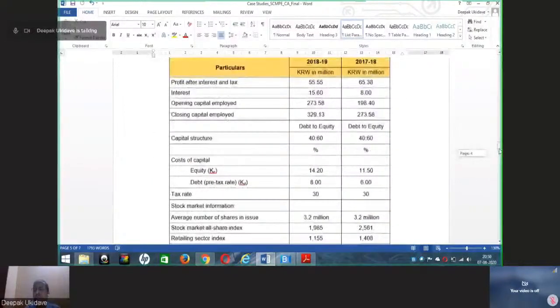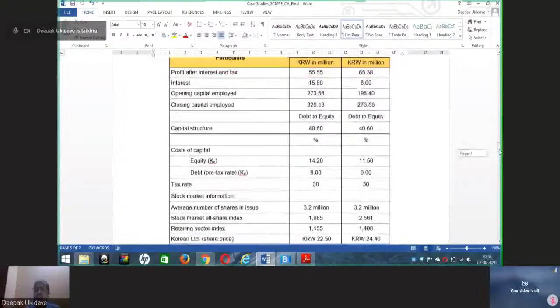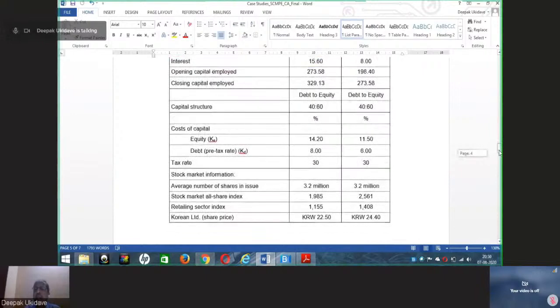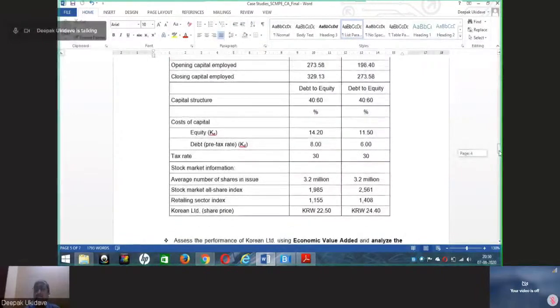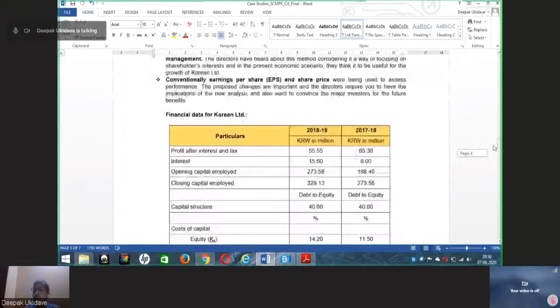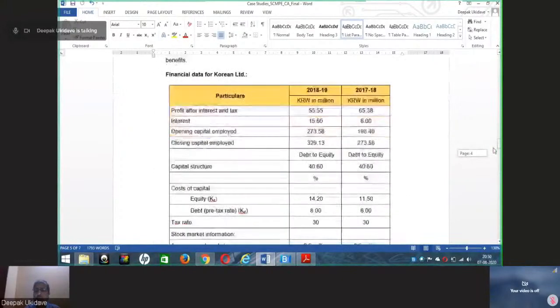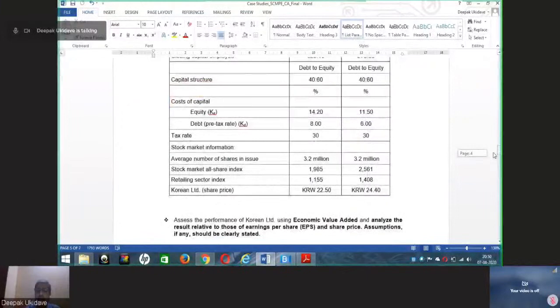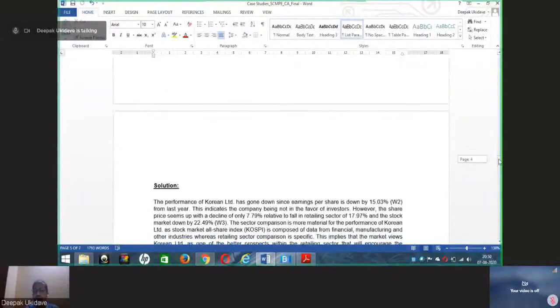The tax, 1 minus T. 1 minus T, tax rate is 30%. So you multiply 15.60 by 1 minus T. 1 minus T is 1 minus 30%. So 70% of 15.60. If you do that, your figure will come to 10.92. And that is interest net of tax at 30%.